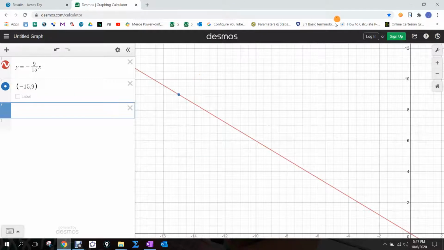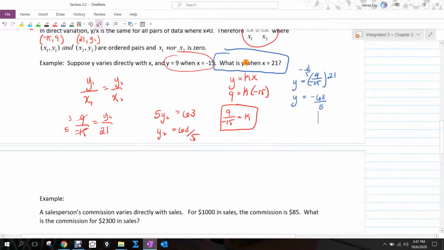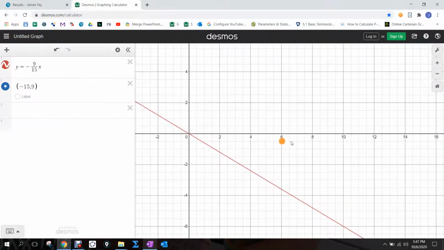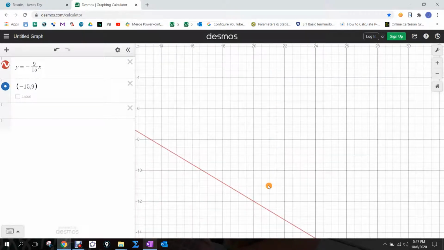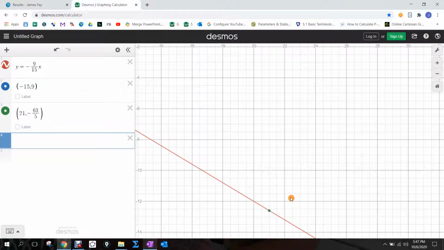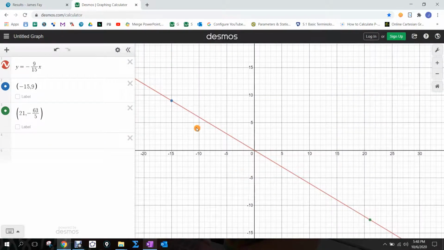Now the question is, what should show up when x was 21? Let me double check. When x was 21, what should the y value be? Well, we could go over here to 21, and we said it should be negative 63/5. So let me type in 21, negative 63/5, and we see that it does indeed show up on that line. So every point on that line is going to be related to an x and a y in that fashion.